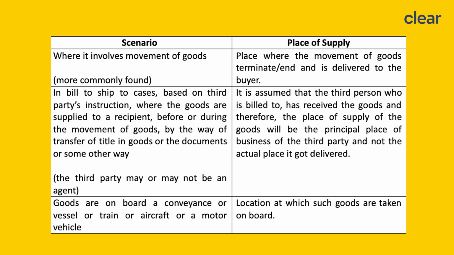Then in the third case, goods are on board a conveyance, vessel, train, aircraft or motor vehicle. Then the location at which such goods are taken on board will be the place of supply. Let me explain with examples.